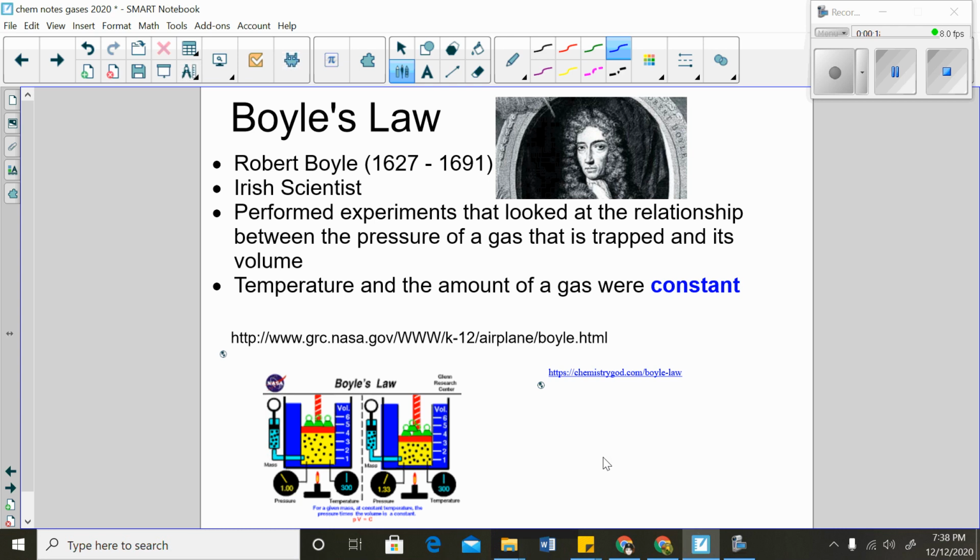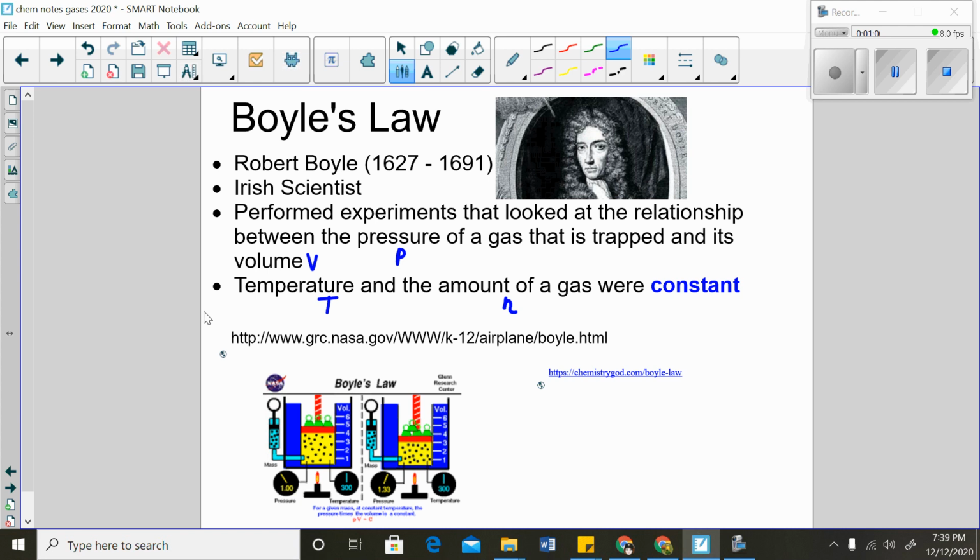The first law we'll look at is Boyle's law. The Boyle in question is Robert Boyle, who you see in this image. He was an Irish scientist, and he performed experiments that looked at the relationship between the pressure of a gas that is trapped and its volume. Temperature and the amount of gas, which we're going to call N instead of M, and you'll learn why later, were constant. If temperature and the amount of gas are constant, then T and N will not be involved in Boyle's law. So we're going to focus on P for pressure and V for volume.